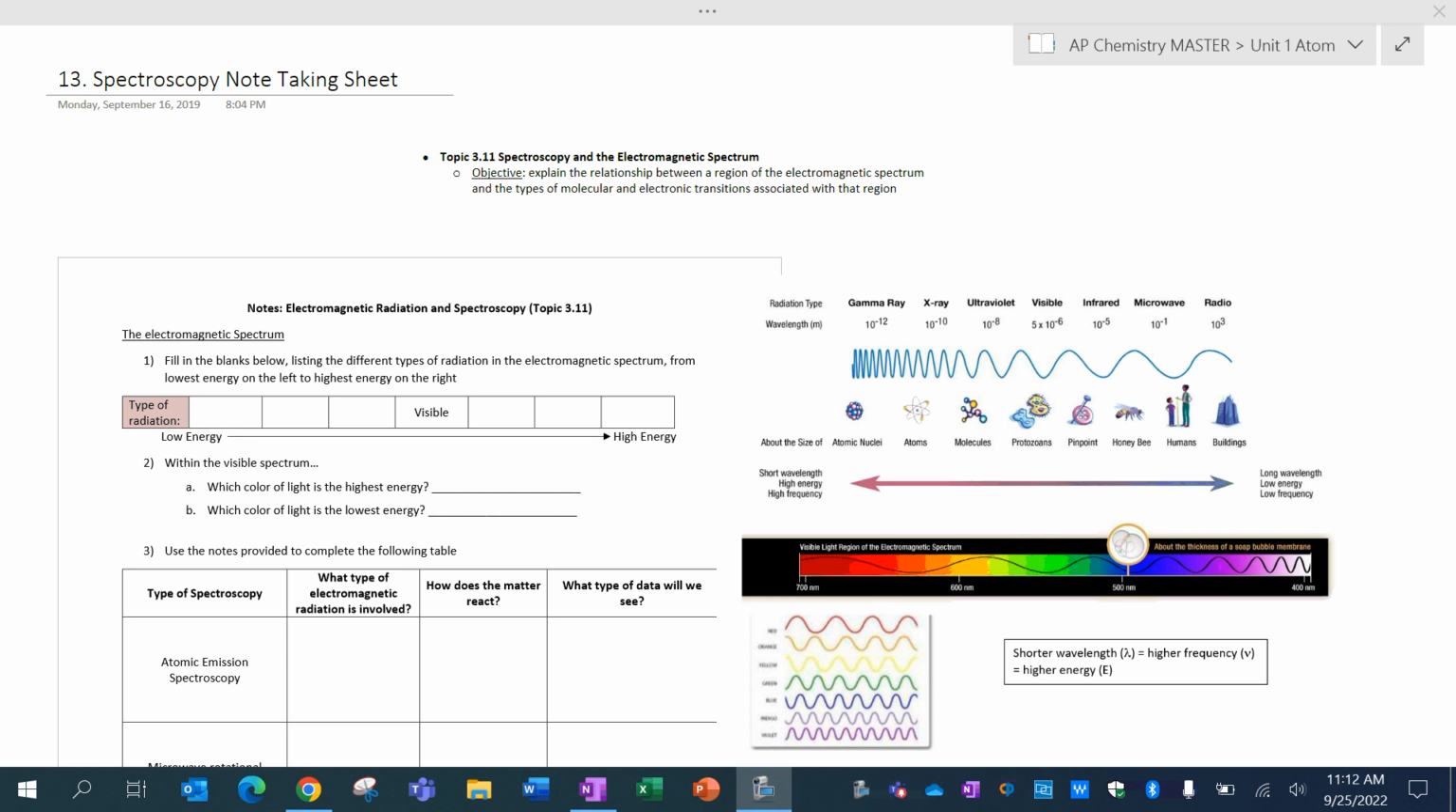Welcome. In this video, we're going to talk through some different types of spectroscopy. Our goal here is to explain the relationship between a region of the electromagnetic spectrum and what's going on inside a sample of matter. Spectroscopy in general is basically the interaction between light and matter. And by light, we mean different types of electromagnetic radiation.